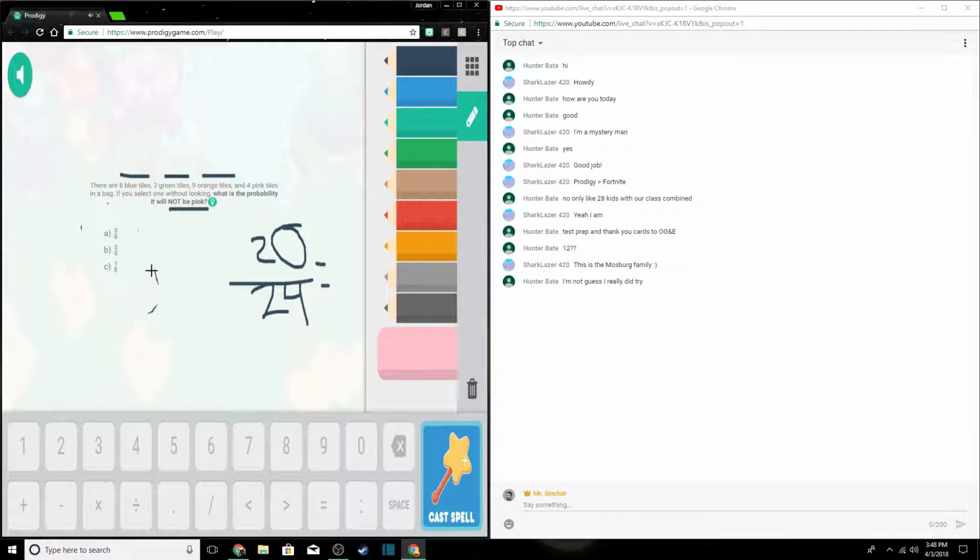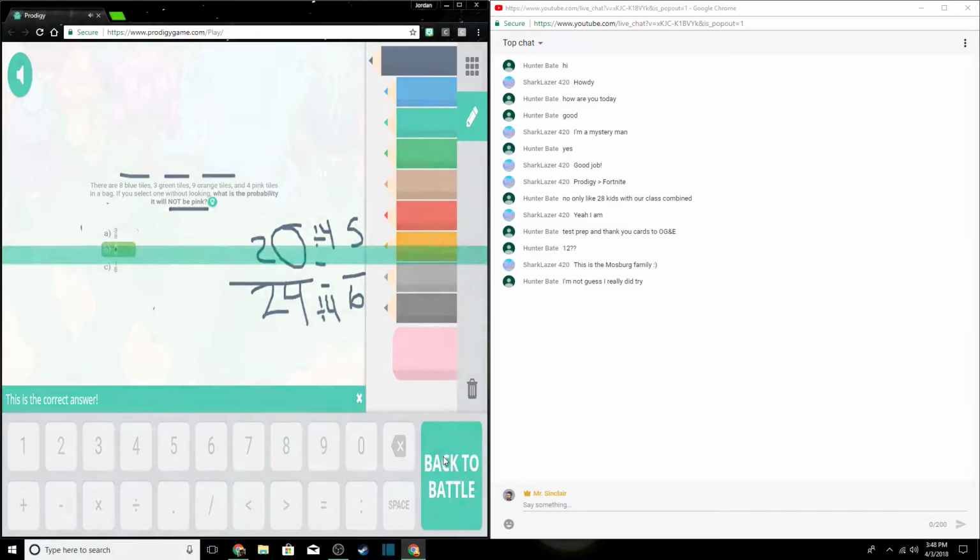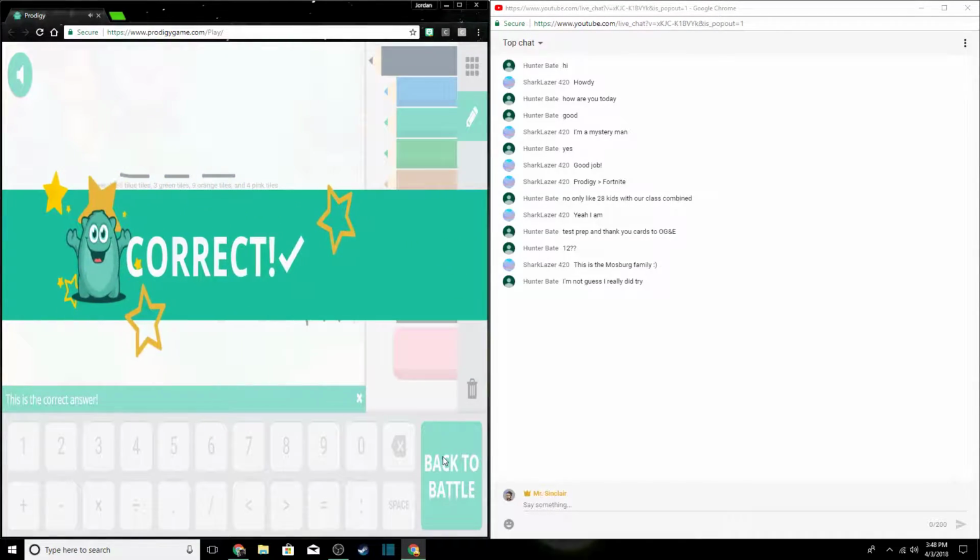We're going to divide by 4, because 4 is the highest number that we can divide into 20. 4 there and 4 here. 20 divided by 4 is 5, and 24 divided by 4 is 6. And there it is, B. Cast it. Boom.